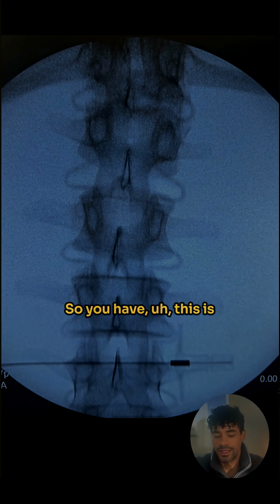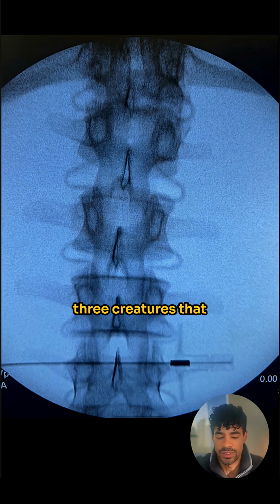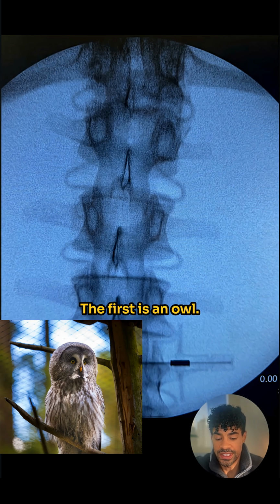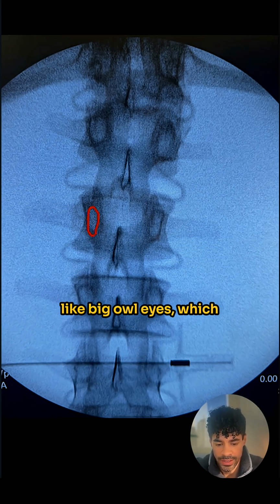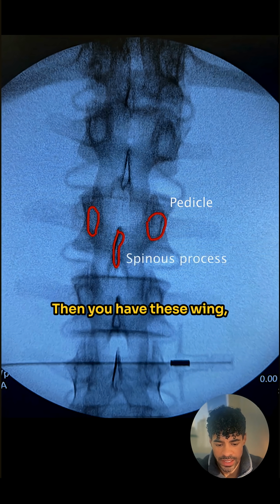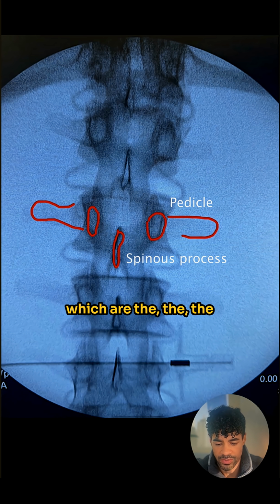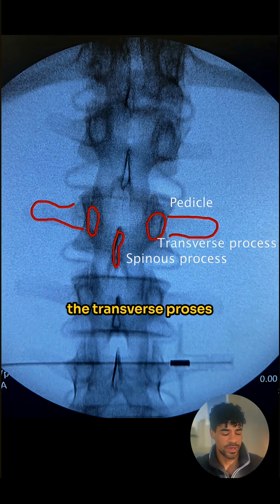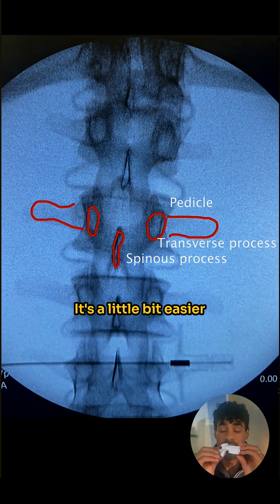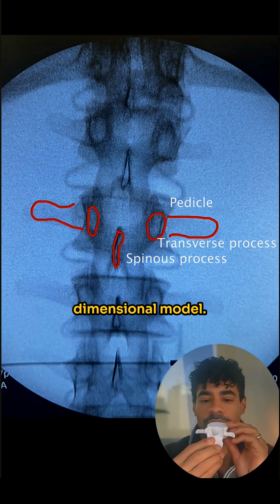So you have, this is a bit of a stretch, but three creatures that live in the lumbar spine. The first is an owl. So first you have these circle-like big owl eyes, which represent the pedicles of the vertebral body. Then you have this linear nose that comes down, which represents the spinous process. Then you have these wing-like flappy projections, which are the wings of the owl or the transverse processes of the vertebral body. It's a little bit easier to see on a three-dimensional model.